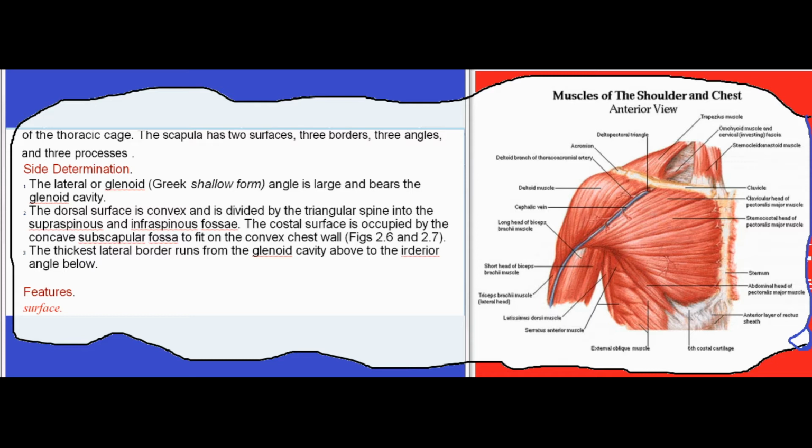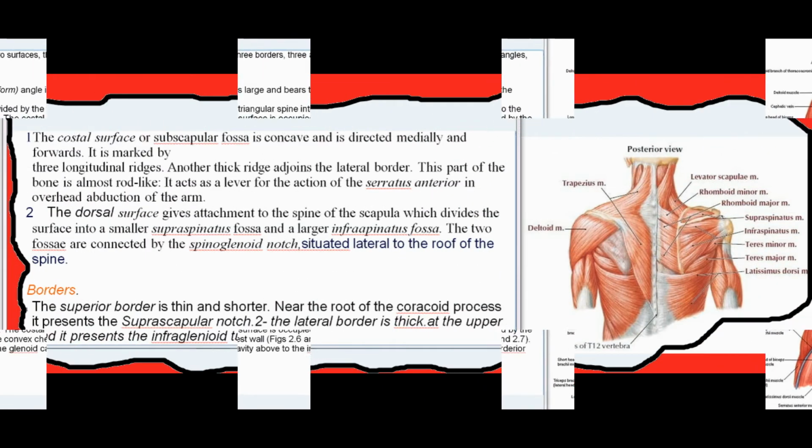2. The dorsal surface is convex and is divided by the triangular spine into the supraspinous and infraspinous fossae. The costal surface is occupied by the concave subscapular fossa to fit on the convex chest wall, Figs 2.6 and 2.7. 3. The thickest lateral border runs from the glenoid cavity above to the inferior angle below.